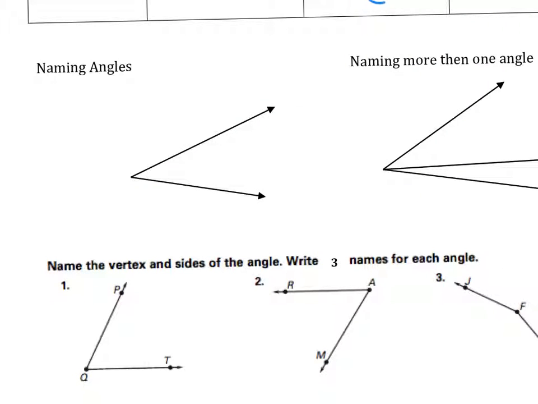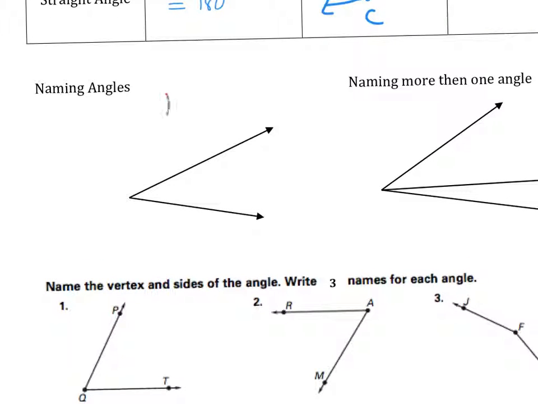So let's go ahead and name these angles. So this one, his name is Hafiz. Hello, Hafiz. How are you doing? Oh, I am doing so very well. Thank you. Just kidding, his name's not really Hafiz.